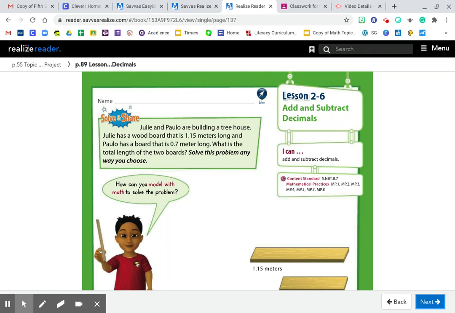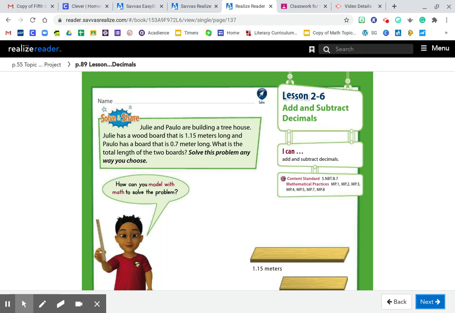All right, today we're doing lesson 2-6, add and subtract decimals. Two days ago, we did adding decimals. Yesterday, we did subtracting decimals. And today, we're going to do both, add and subtract decimals. Julie and the solve and share.